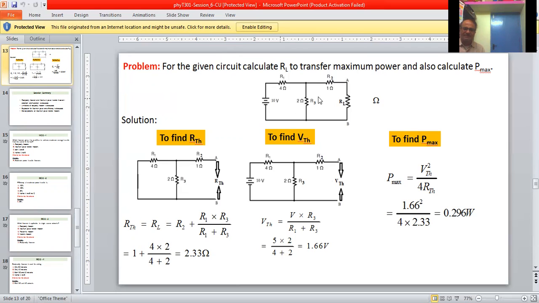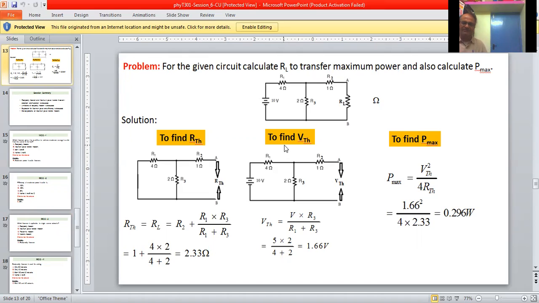So this is the circuit, and here you first calculate RTH. RTH is equal to RL. This is equal to R2 plus R1 parallel R3, that is R1 into R3 divided by R1 plus R3. Here R1 and R3 are in parallel, so their effective resistance is R1 into R3 divided by R1 plus R3, and substituting the values, it becomes 2.33 ohms.